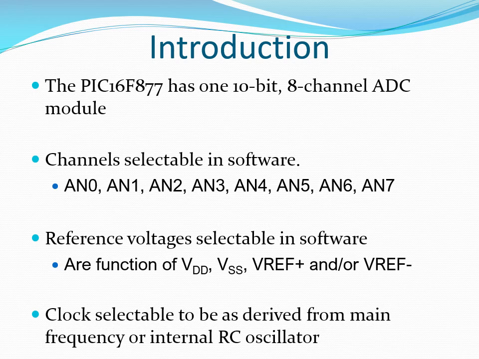The positive reference voltage for the ADC is supplied either from the positive supply pin of the PIC, VDD, or the positive reference voltage pin VREF+. The negative reference voltage is supplied either from the negative supply pin of the PIC, VSS, or the negative reference voltage pin VREF-. The clock that is used by the ADC is either derived from the clock of the PIC or from an internal RC oscillator.